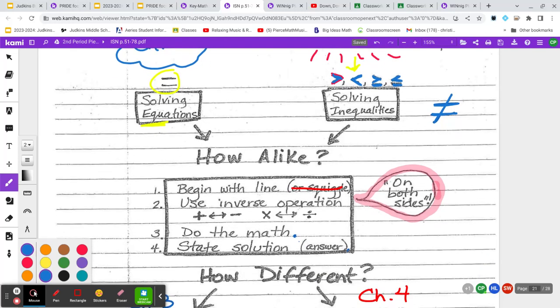How are they alike? I'm going to say the number. You're going to read what the words say. How are they alike, you guys? Tell me the first thing that they're alike. Step number 1 is what? Begin with the line. So you draw your line. On the sign, draw your line. What's number 2?